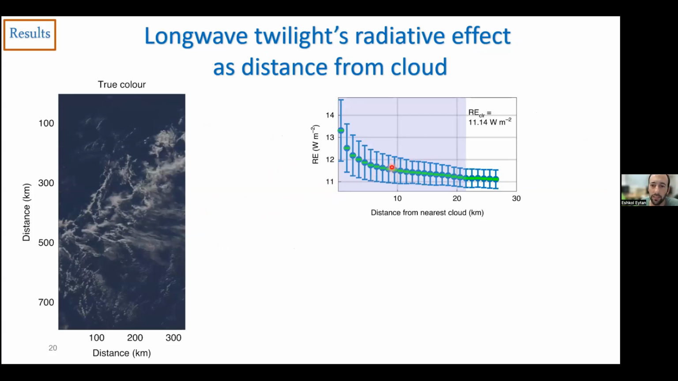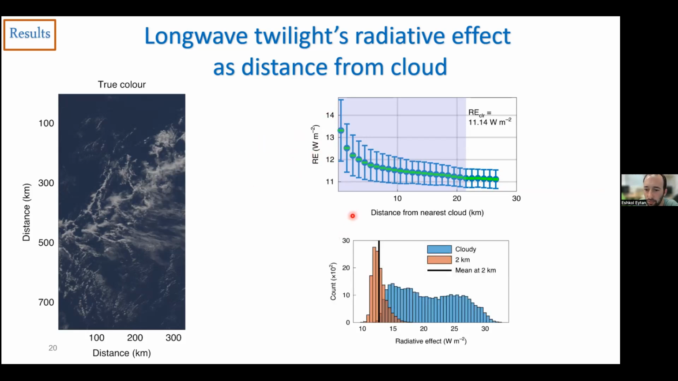And now if we take the image that I've shown you before in the example, and we plot the radiative effect of all the pixels in the image as a function of distance from the nearest cloud, this is the radiative effect that we calculated using the methodology that I've just shown you. We can see that we get a behavior of the curve that is very similar to the behavior that we've seen for the reflectance in many other studies. Far enough from the clouds, we have a kind of constant mean radiative effect of the clear sky. And then as we get closer to a cloud, we can see that the greenhouse effect is getting stronger and stronger.